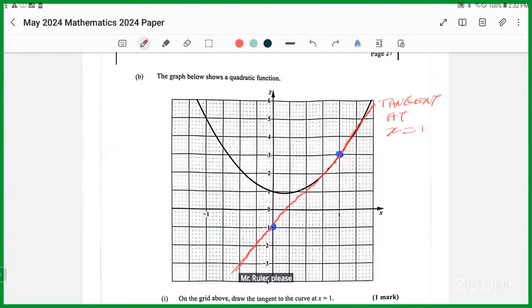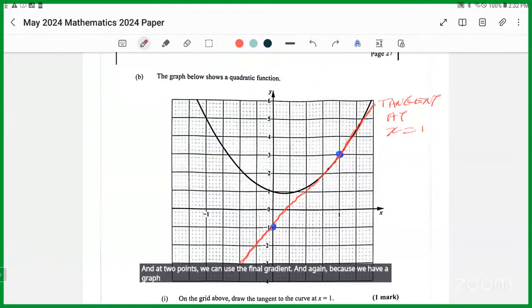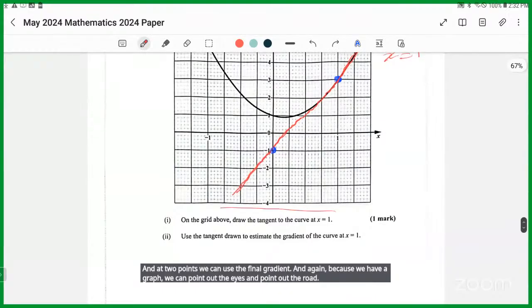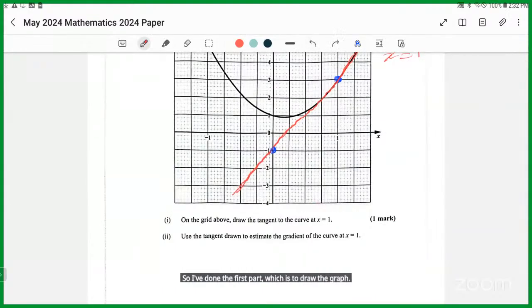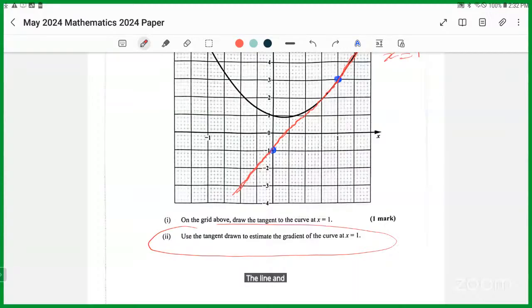If you line up the ruler against the graph, that is something we have done in the class, right? Remember the day we came out, we did some of them, right? Good. And then you find 2 points on the line to find the gradient. Any 2 points we can use. Because we have the graph, we can count out the rise and the run. So I've done the first part, which is to draw the line, and here now they want us to use the tangent to get the gradient of a curve.